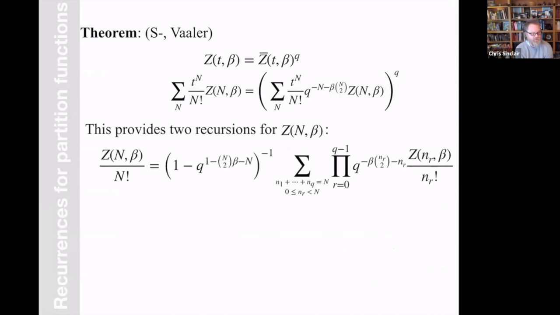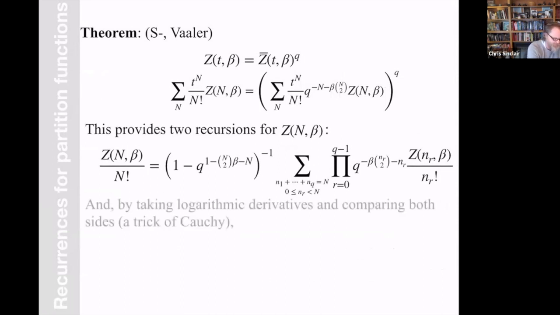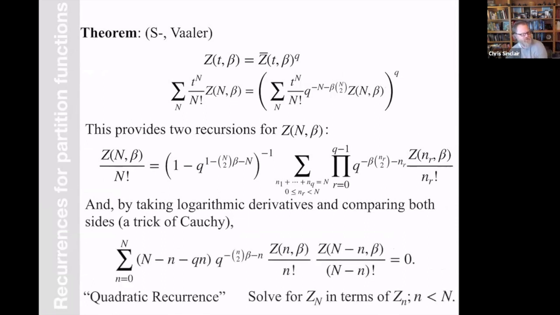So this provides two different recursions for Z_n. One is kind of an exponential recursion, but the one that Joe talked about, which is more interesting, is the quadratic recurrence. He wrote it in a slightly different way with hyperbolic sines or hyperbolic cosines, but by and large, the trick is the same. It's finding some sort of quadratic recurrence for Z so that you can solve for capital Z_N in terms of little Z_n for all lower n. And this is relatively quick to do.